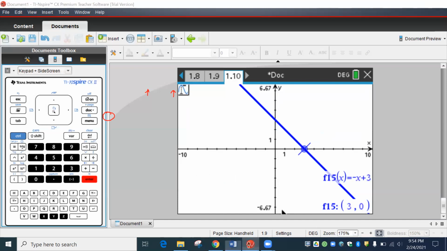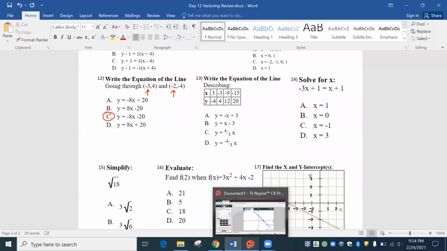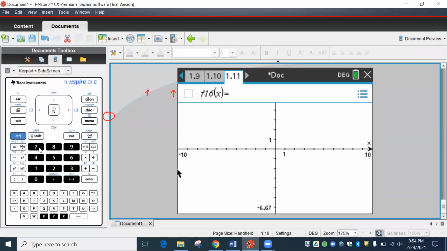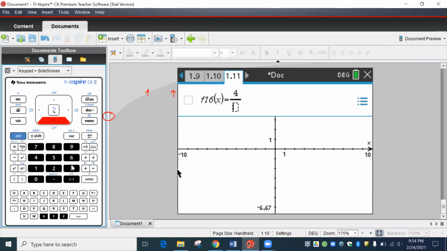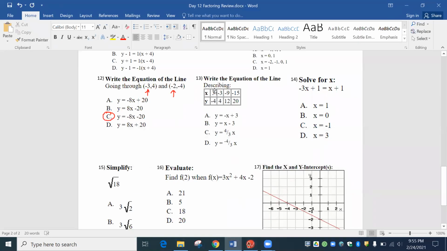Okay. So let's try C. So 4 over 3x. I'm going to start over because that didn't have anything to do with the last one. So control divide 4 over 3x. Hit enter. Menu 5-1. I think we're typing in 3. And it says 3 and 4. Was that what we were looking for? Ooh, that's close. We wanted 3 and -4.